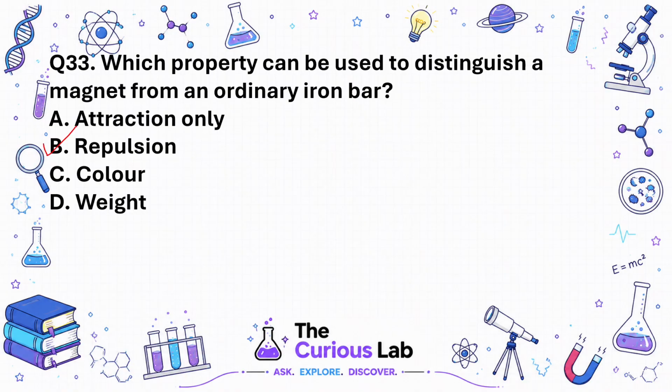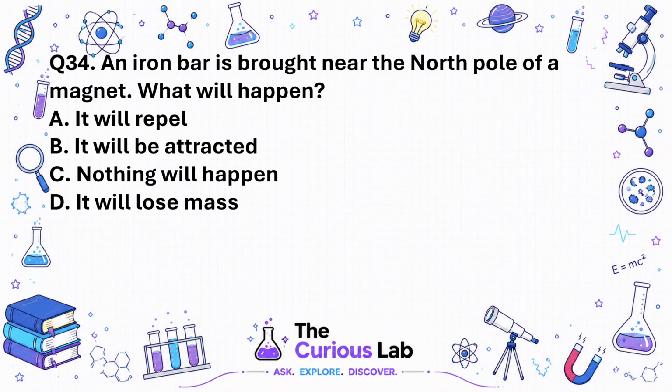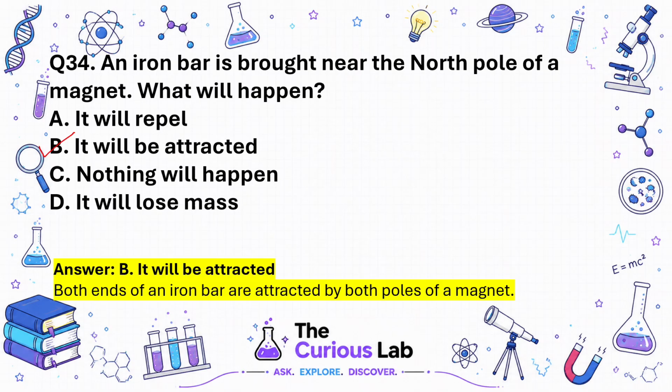Which property can be used to distinguish a magnet from an ordinary iron bar? It is repulsion. Iron bar is attracted by both the poles, whereas a magnet only can show repulsion with like pole. So repulsion is the sure test to find out any magnet. An iron bar is brought near the north pole of a magnet. What will happen? It will be attracted.